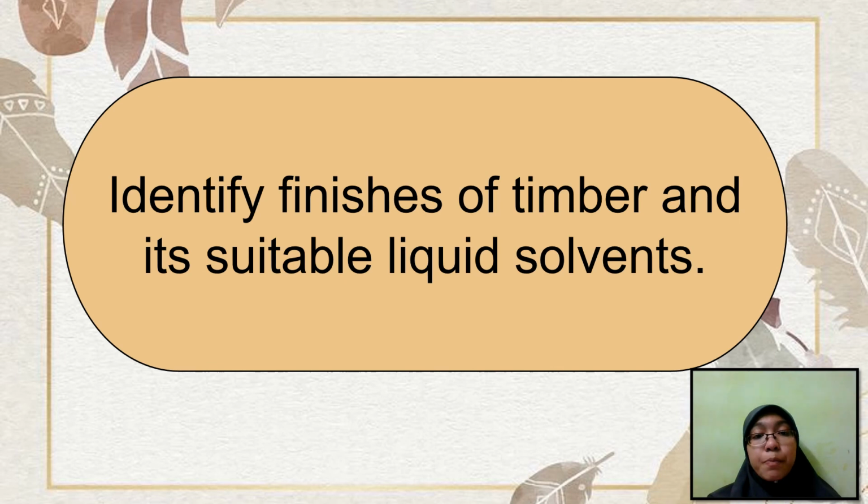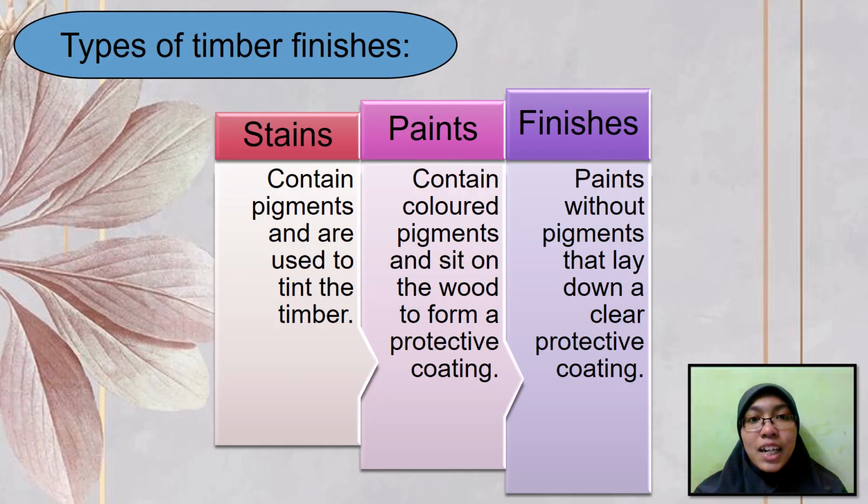Lastly, I will explain about identify finishes of timber and its suitable liquid solvent. Types of timber finishes. First is stains, contain pigments and are used to tint the timber. Second is paints, contain colored pigments and sit on the wood to form a protective coating. Lastly is finishes, paints without pigment that lay down a clear protective coating.